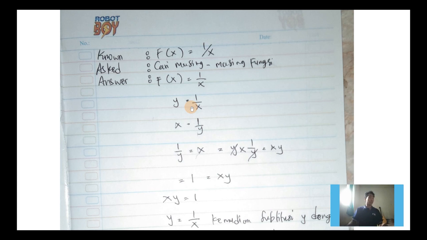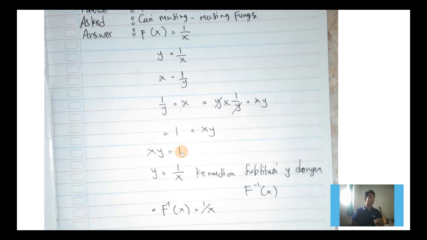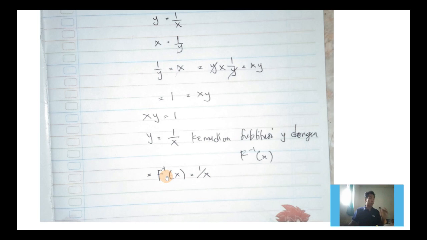Kemudian y nya saya balik dengan x, jadi x sama dengan 1 per y. Kemudian 1 per y saya pindah ke kiri, kali y, yang mana akan mendapatkan hasil y kali 1 per y sama dengan xy. Itulah mengapa hasilnya jadi 1 sama dengan xy. Kemudian xy kita tukar posisinya dengan angka 1 menjadi xy sama dengan 1. Kemudian y sama dengan 1 per x. Lalu disubstitusikan y dengan f min 1 dari x, menjadi hasilnya f min 1 dari x sama dengan 1 per x. Seperti itu.